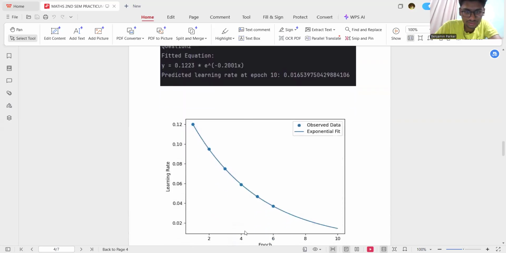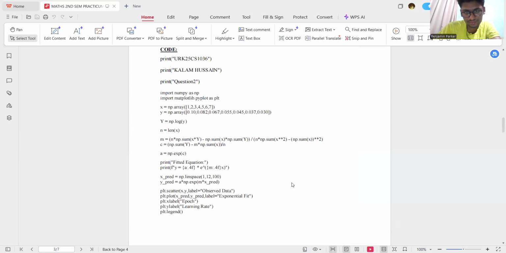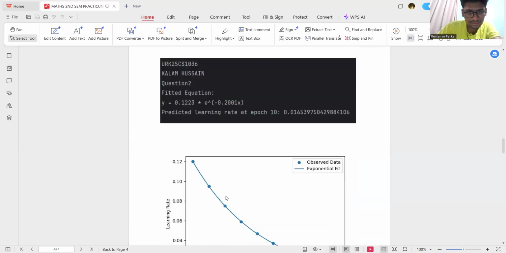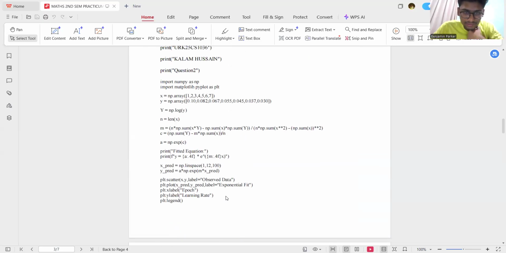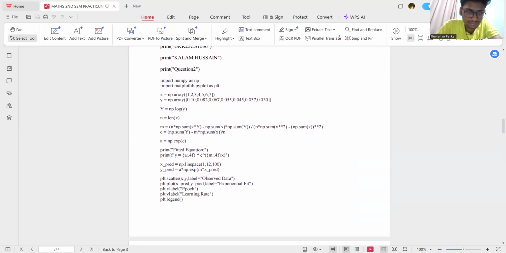The graph is shown here, and the observed data is printed from 1, 2, 3, 4, 5, and 6, and the line, the exponential fit, has been decreasing accordingly. So according to these values the graph has been applied here, and the formula is similar to the one which was already given. M is similar to B, and C is similar to A. Yeah, and there we go.